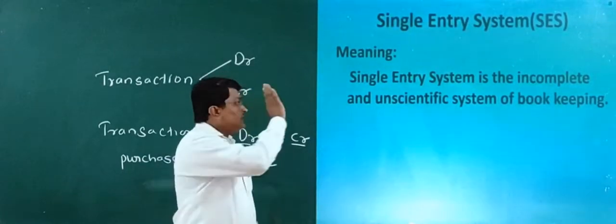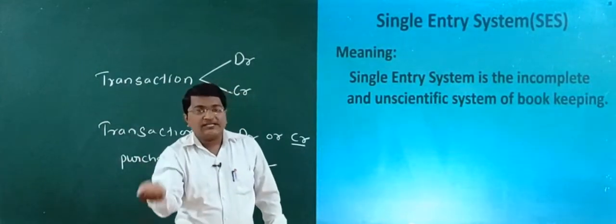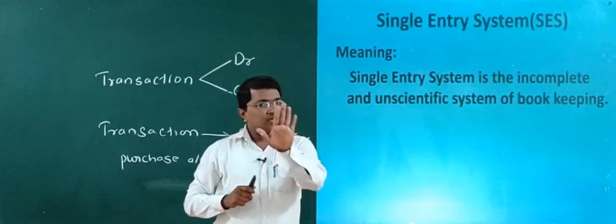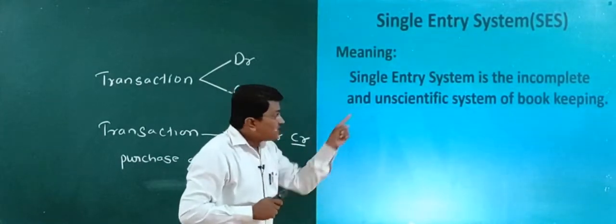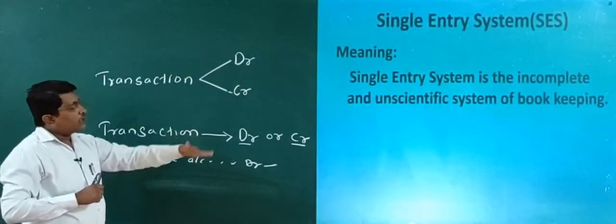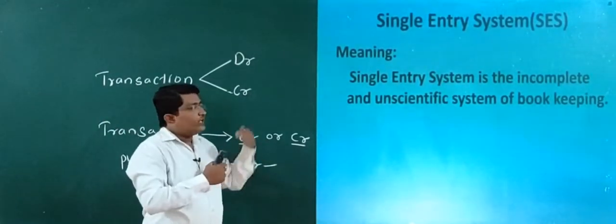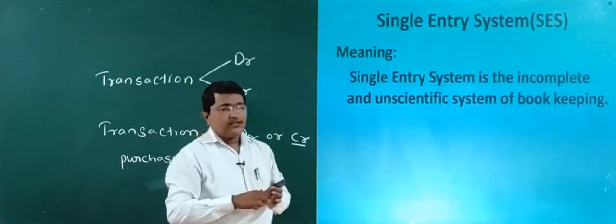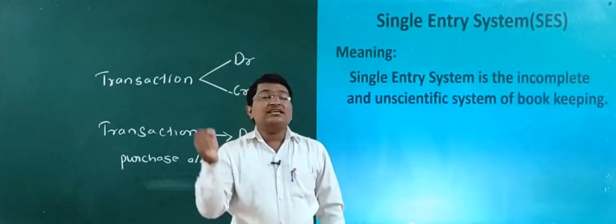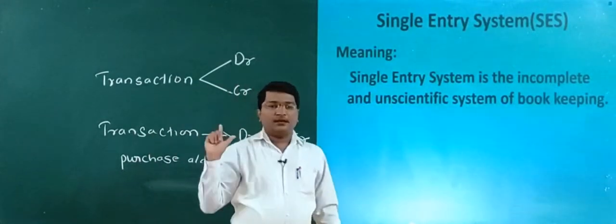So understood now? Here single entry system is the incomplete and unscientific system of bookkeeping. So now you tell me, double entry system is? Yes, complete and scientific system. Why double entry? Because it completely writes two entries and it uses the principles of accounting, right? So now you please only concentrate on single entry system here, right? Meaning of single entry, once again I repeat, single entry system is the incomplete and unscientific system of bookkeeping, right?